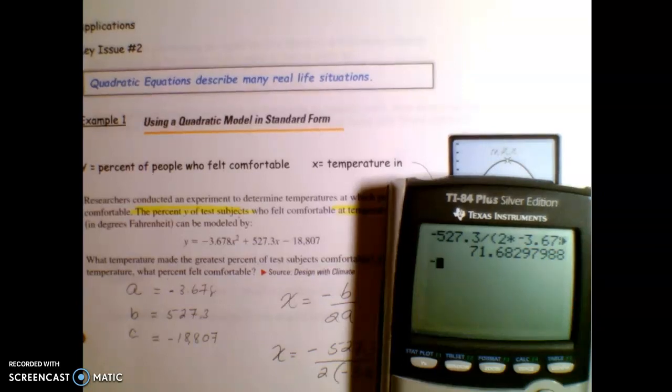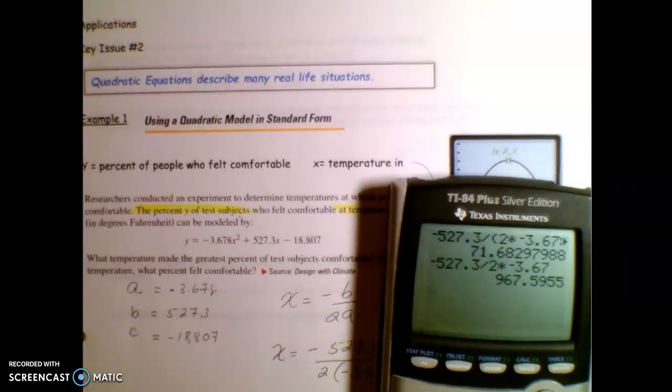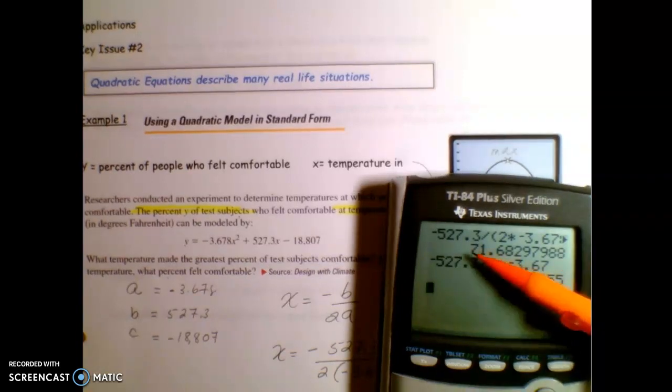So what if I do negative 527.3 divided by, and now I'm just going to do 2 times negative 3.67 equals. I get 967 for an answer. The difference is our calculator is really smart.